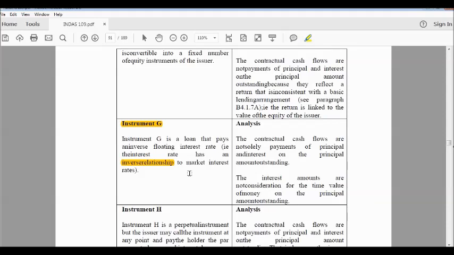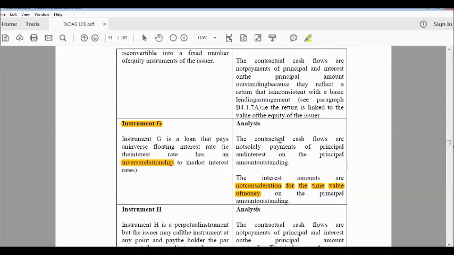Now you can see the analysis: the contractual cash flows are not solely payment of principal and interest on the principal amount outstanding. The interest amounts are not consideration for the time value of money on the principal amount outstanding. Obviously, because that person is paying you something different which has nothing to do with the market interest rate. So in those cases your cash flow is not solely payment of interest and principal, and it will not be categorized into amortized cost. So remember how it will work.